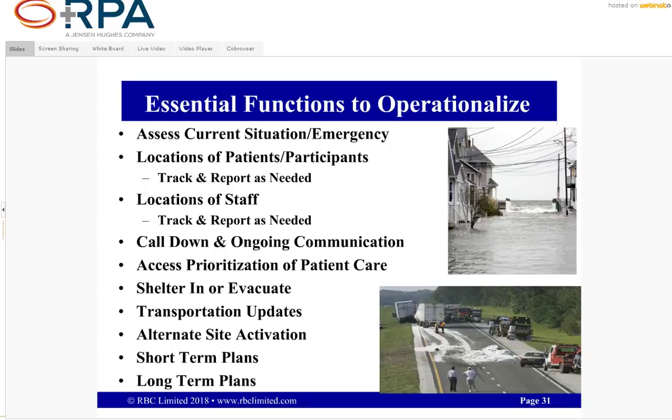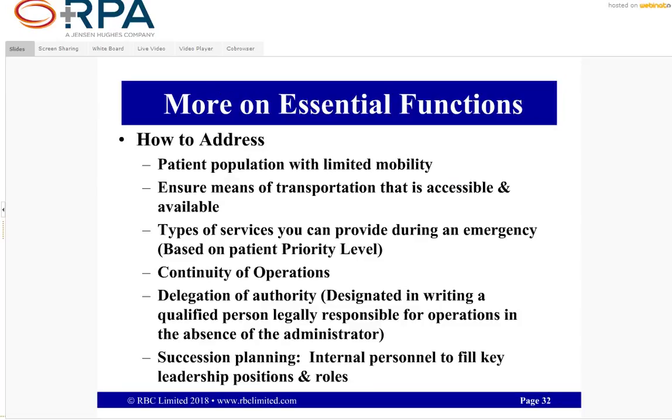very successful. Now, I know it's easy for multi-site providers to do that. So how do you prepare staff, communicate with staff and your patients and caregivers? And then, of course, how do you address those populations with limited mobility, transportation issues, and how do we continue to provide care for those folks?